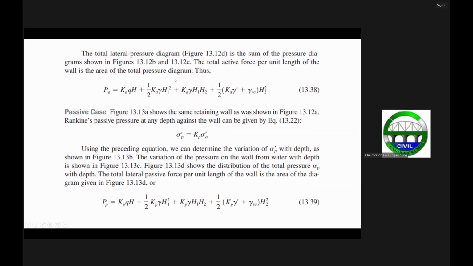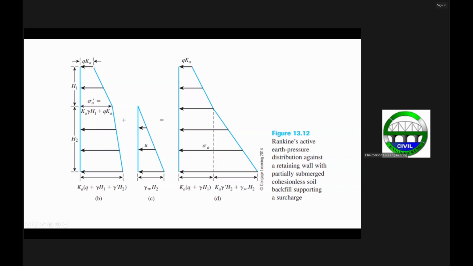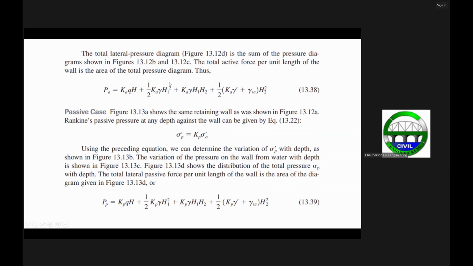Next, this is just the pressure diagram of the triangle, this one here, which is equal to one half of H sub 1 times K sub A gamma H sub 1. That's this one, because originally that's a Q K sub A, so the remaining value here is actually K sub A gamma H sub 1. So that gives us the area of this pressure diagram.